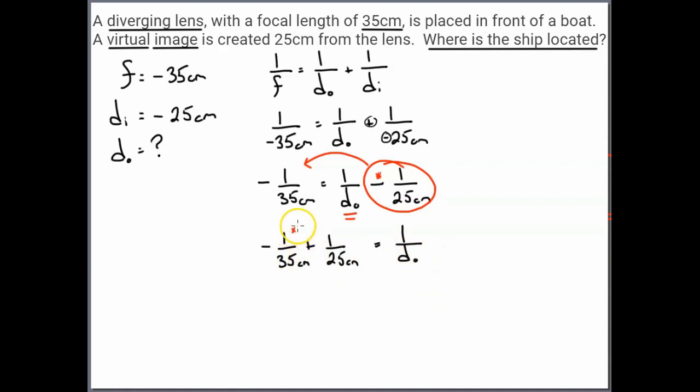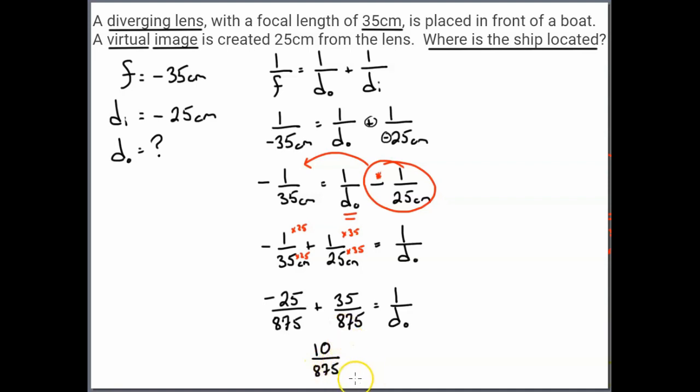Okay, let's find that common fraction. We'll multiply top and bottom here by 25 and top and bottom here by 35 to give us our common denominator. So we have minus 25 over 875 plus 35 over 875 equals 1 over DO. So negative 25 plus 35 is 10 over 875. Forgot my centimeters.